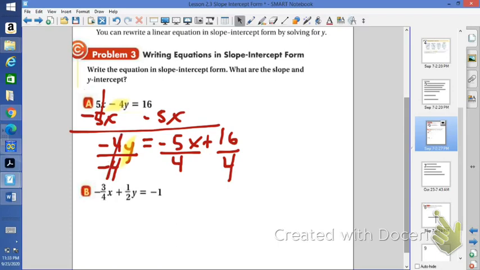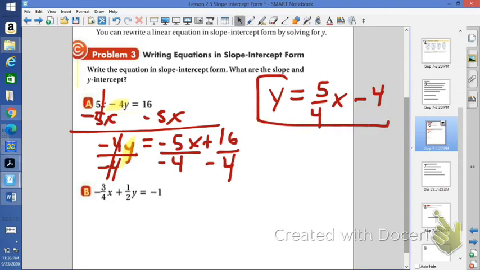I'm sorry, negative 4. So negative 4 divided by negative 4, that cancels out. That's just 1. So I am left with y equaling, we have a negative 5 divided by negative 4. That can't be simplified or reduced. A negative divided by a negative is a positive, so it's going to be a positive 5/4 x. And then we have 16 divided by negative 4. 16 divided by negative 4 is a negative 4.